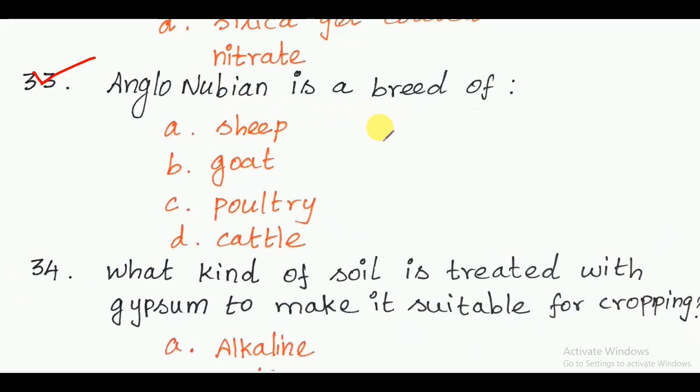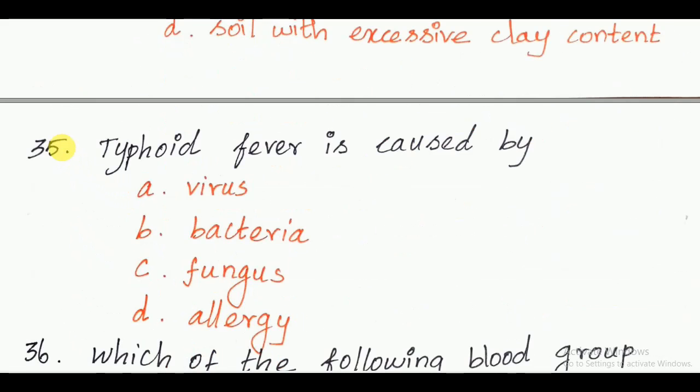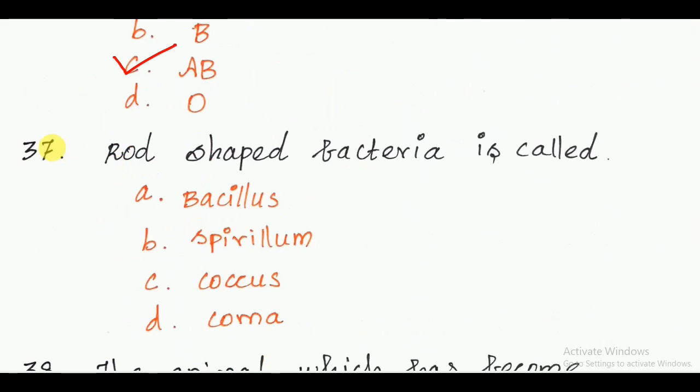Next. Anglo-Nubian is a breed of goat. Next. What kind of soil is treated with gypsum to make it suitable for cropping? The answer is option A, alkaline. Next, 35th question. Typhoid fever is caused by bacteria. Next. Which of the following blood groups is a universal recipient? The answer is option C, AB.